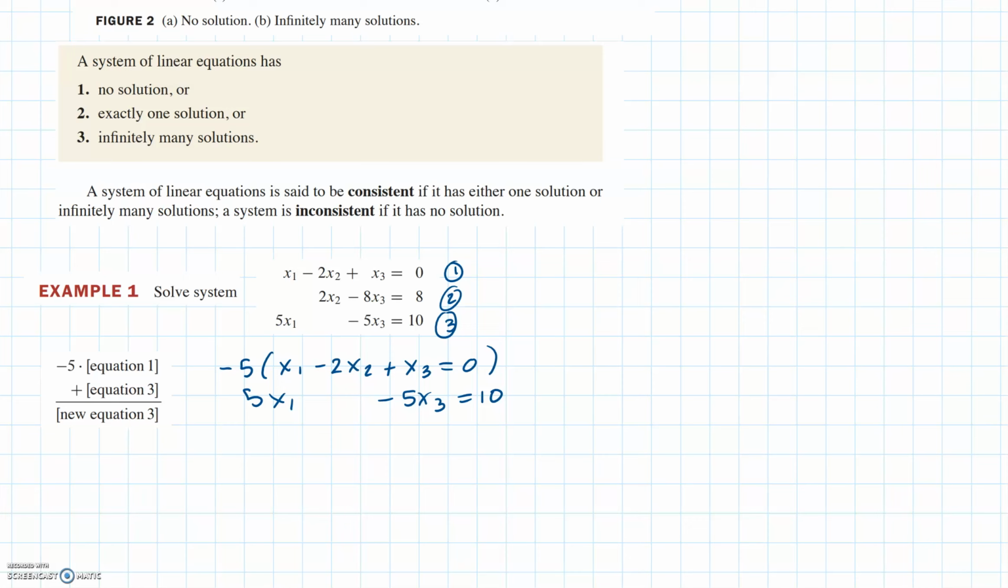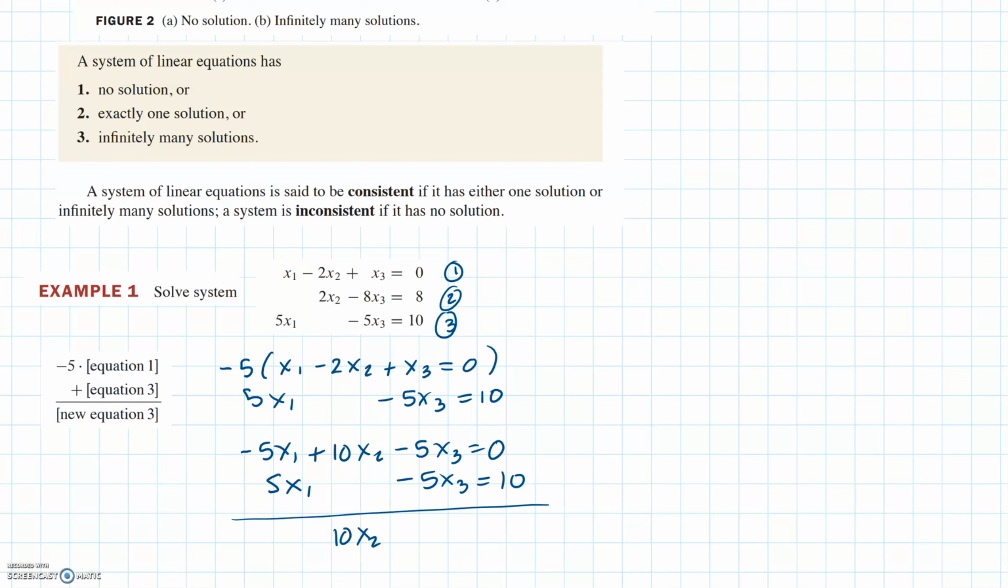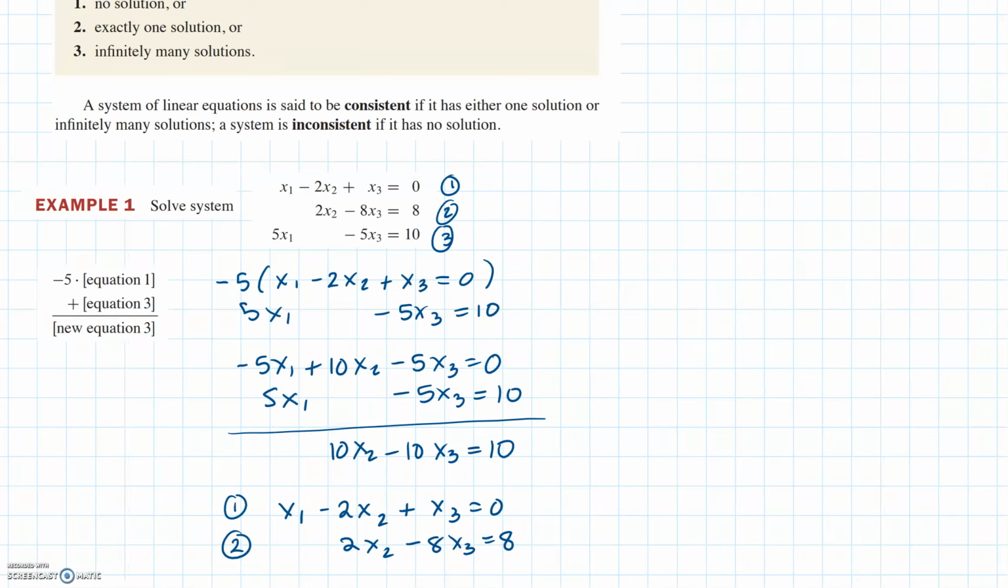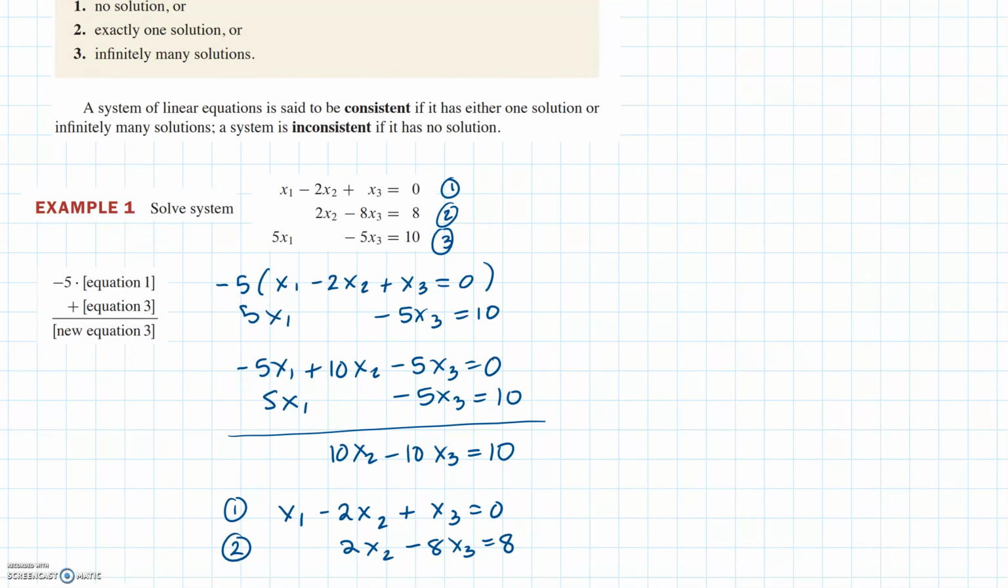So -5 times equation 1 added to equation 3. That would give me -5x1 plus 10x2 minus 5x3 equals 0. I'll just rewrite the third equation, add those up, and it's going to give me 10x2 minus 10x3 equals 10. And that's going to give me a new equation for equation 3.